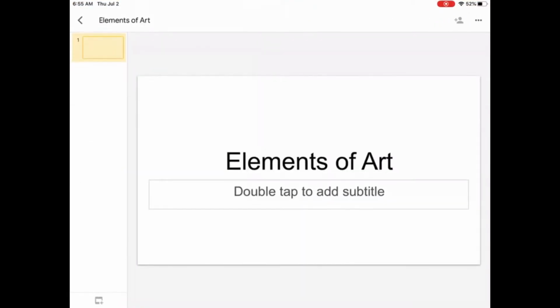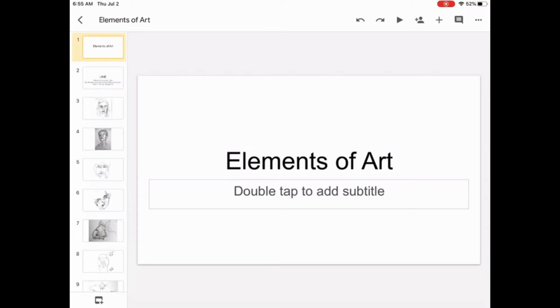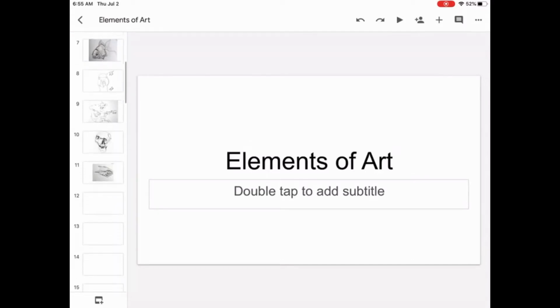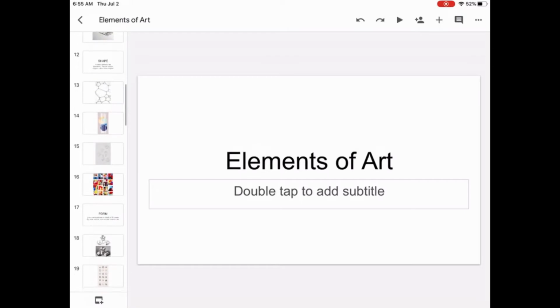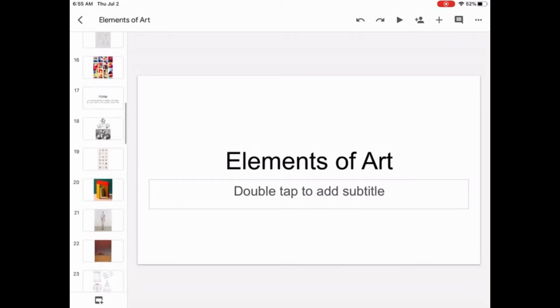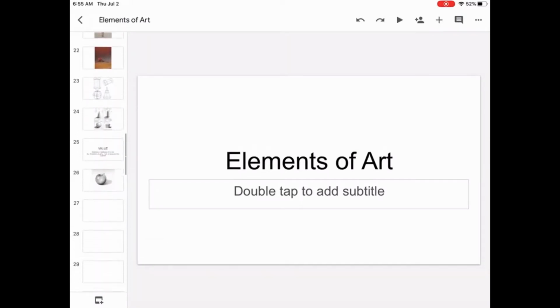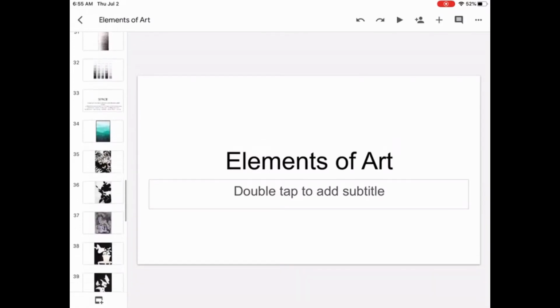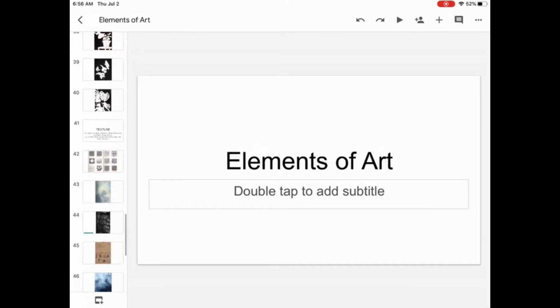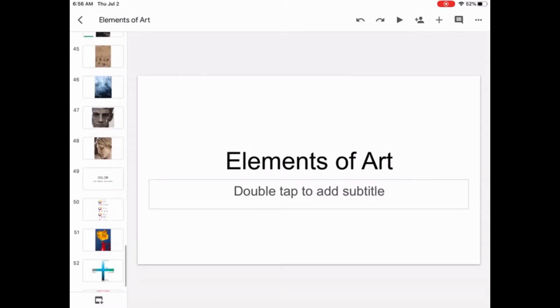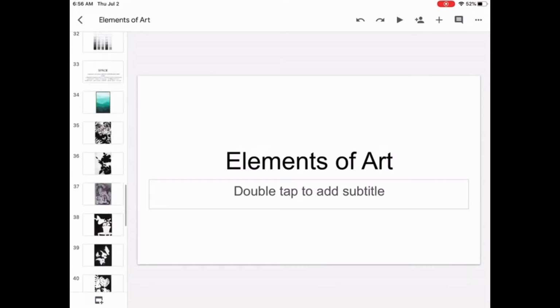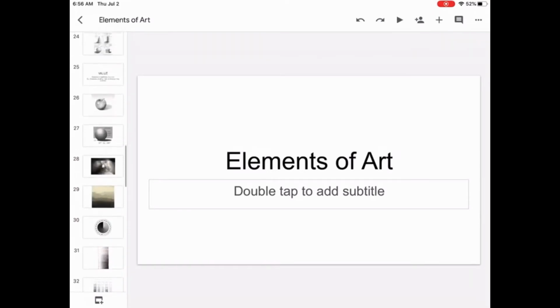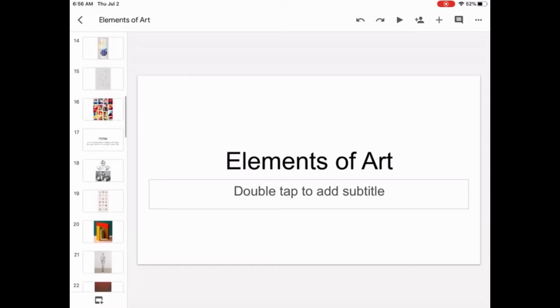Okay, I'm going to show you the elements of art. So there's 7 elements of art. There's line, shape, form, value, space, texture, and color. And don't worry, we're gonna be talking about the elements of art a lot through this course.